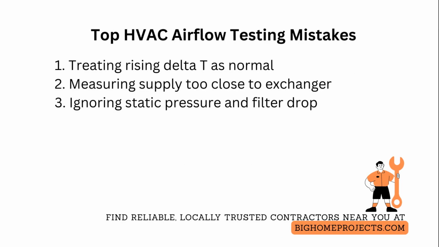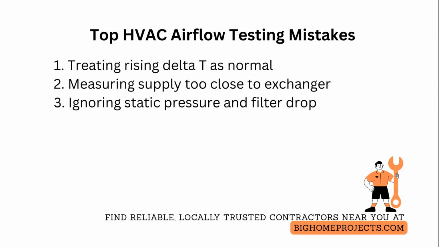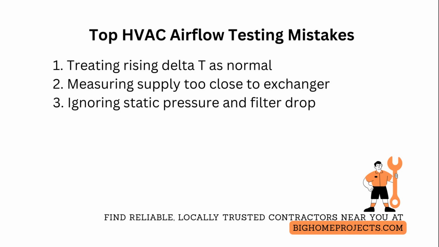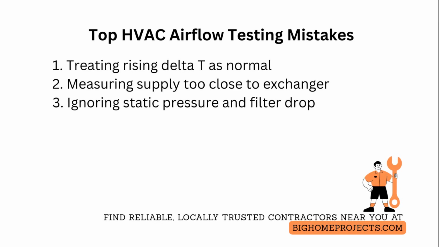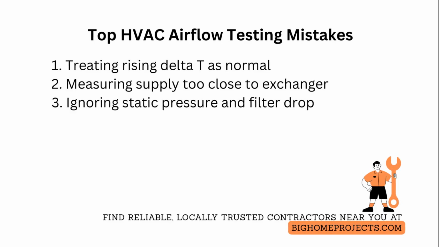One of the biggest heating, ventilation, and air conditioning airflow testing mistakes is trusting a continuously rising temperature differential as normal when performing the temperature rise cubic feet per minute test. That drifting delta T signals insufficient blower speed, airflow restriction, or air handler control faults, so fix it by increasing blower tap or programming a higher cubic feet per minute per ton, then retesting after stabilization.